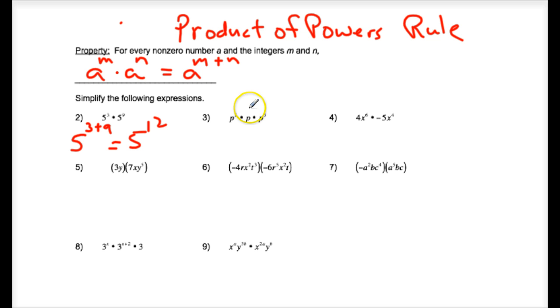Hey, it's got a little sneaky 1 on it, so it's p to the 8th. How would you do number 4? Would you multiply? Don't multiply, I'm gonna get there. So number 4 is tricky because everybody's got to be careful with their coefficients.